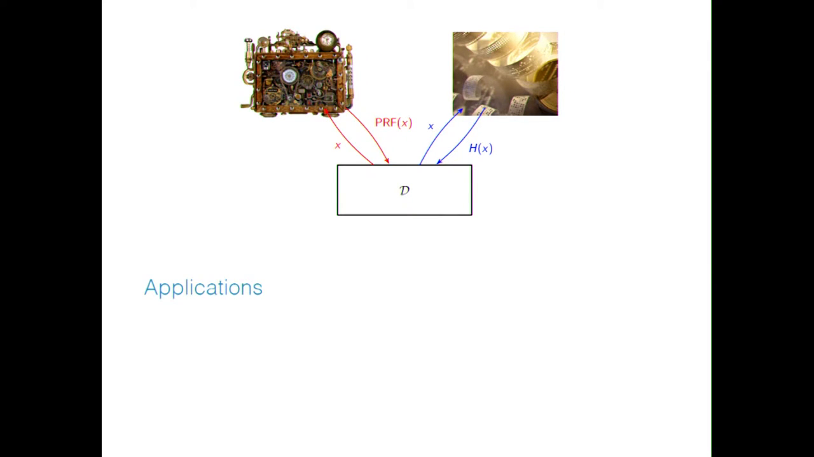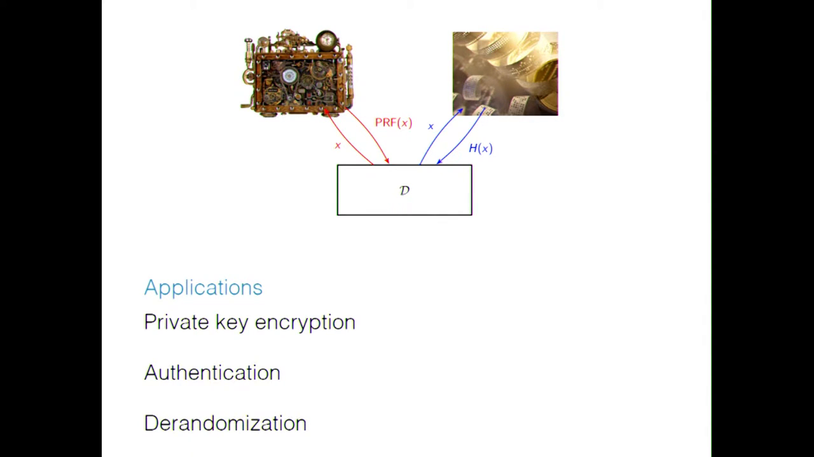PRFs have many applications out there. The first one, of course, is private key encryption. Given a PRF, we can convert it into a CPA secure scheme, and if we add a MAC, we get a CCA secure one. Other applications of PRFs are MACs, of course, and it's also widely used for derandomization.